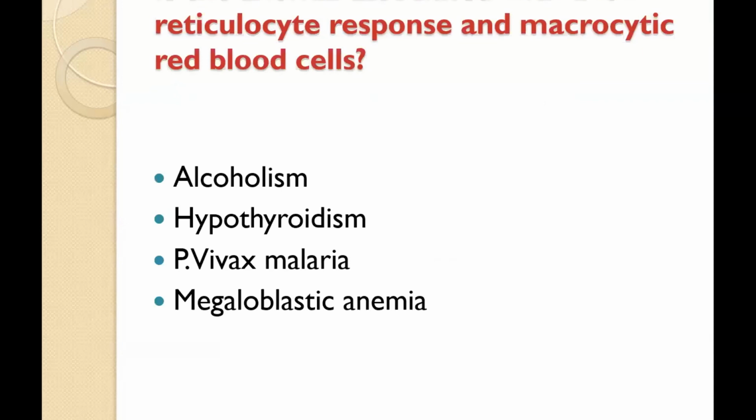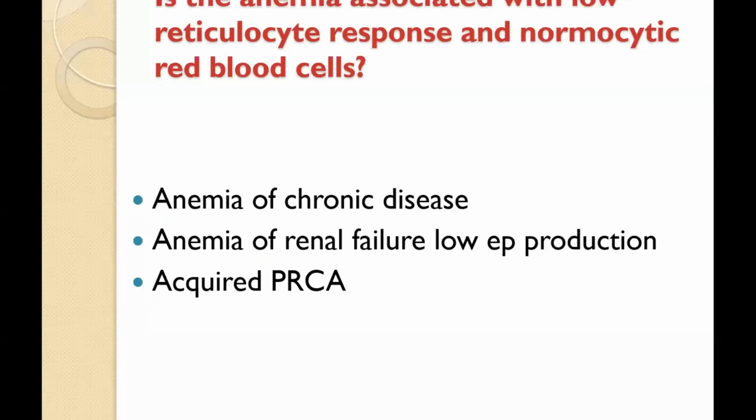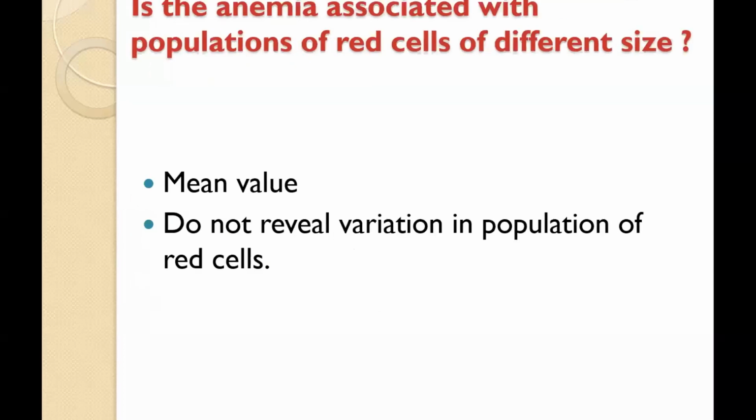Increased MCV may be because of alcoholism, hypothyroidism. We find this in Plasmodium vivax malaria also, and megaloblastic anemia. Low retic with normal red cells suggests anemia of chronic disease. Acquired pure red cell aplasia may be a side effect of some drug, or it may be congenital pure red cell aplasia. Anemia of renal failure is because of low erythropoietin production.